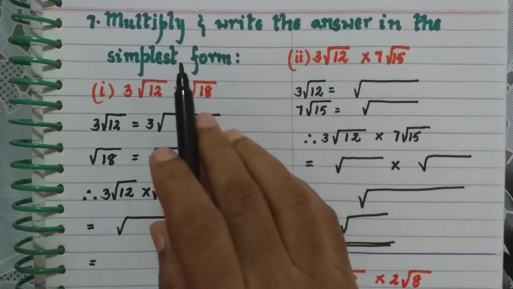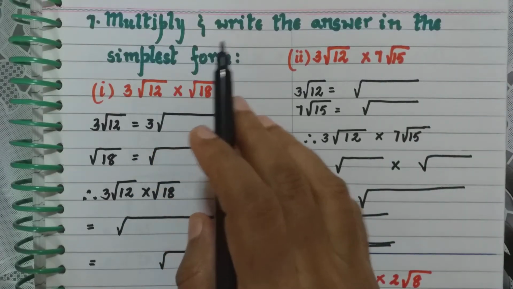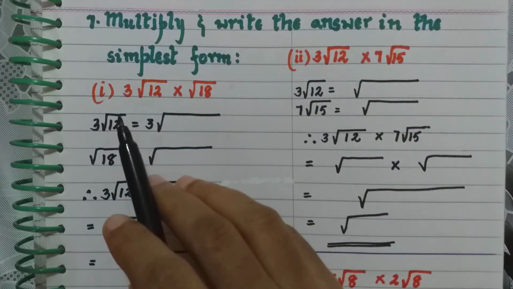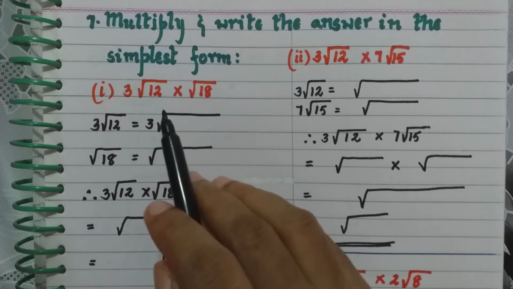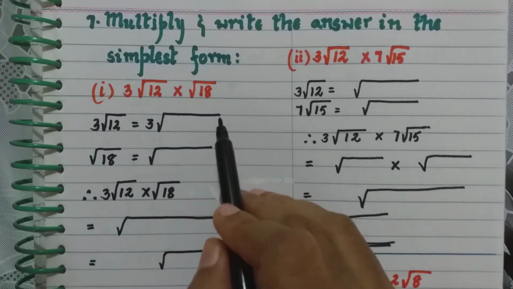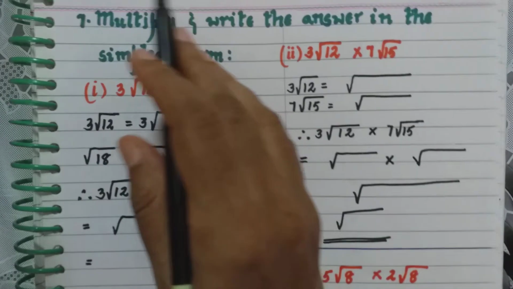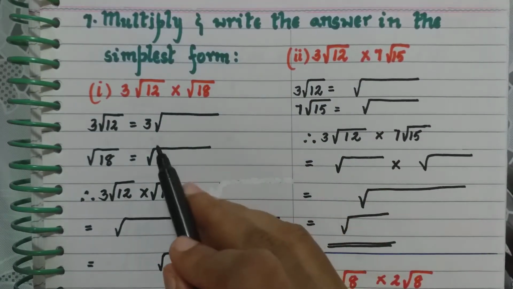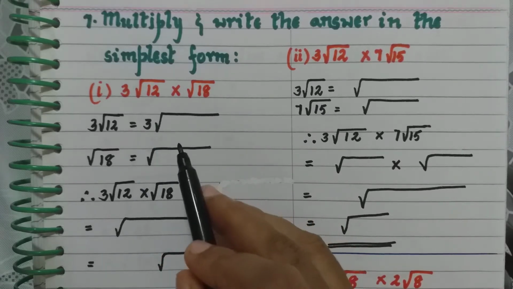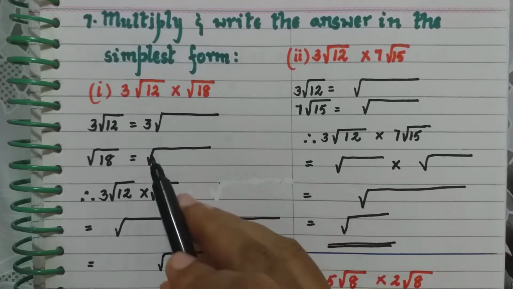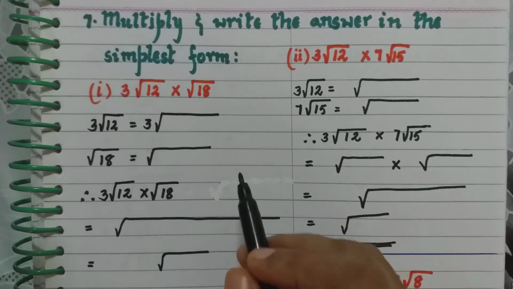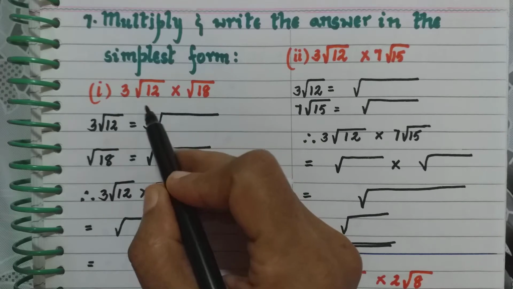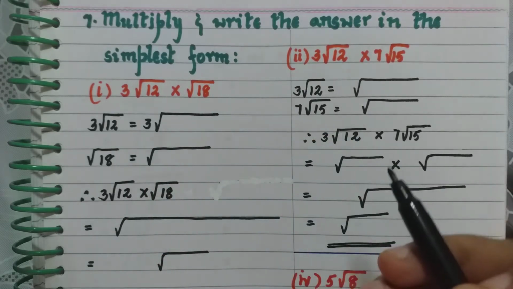Now we start with the seventh question. Multiply and write the answer in the simplest form. The first question: 3 square root 12 into square root 18. Now what do we do in multiplication? We have to write all of them as their factors, which is inside the square root sign, and then multiply.